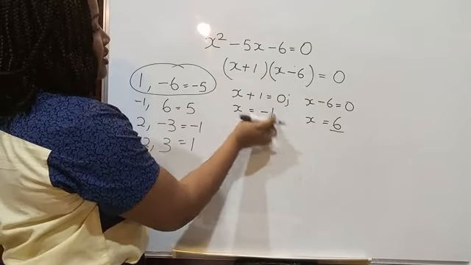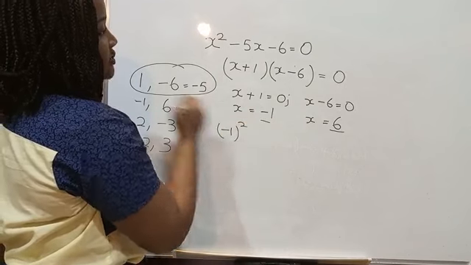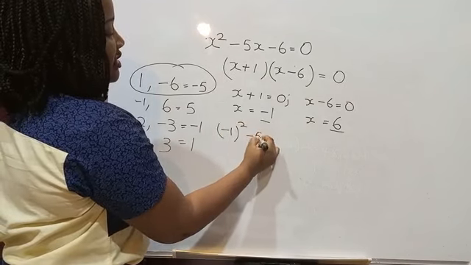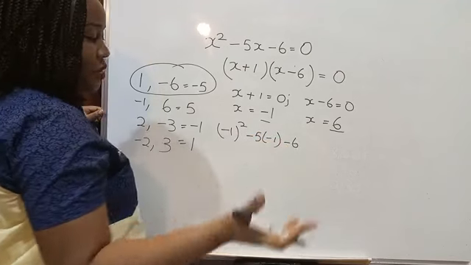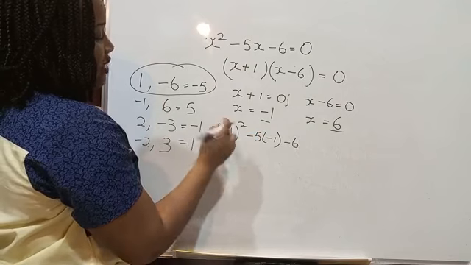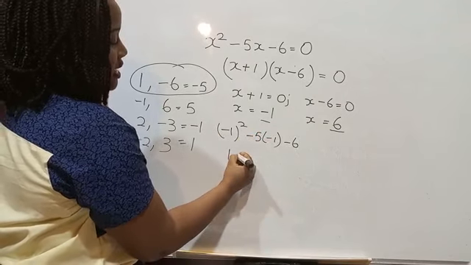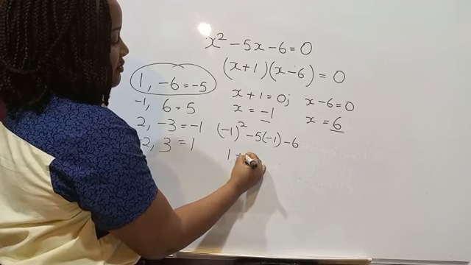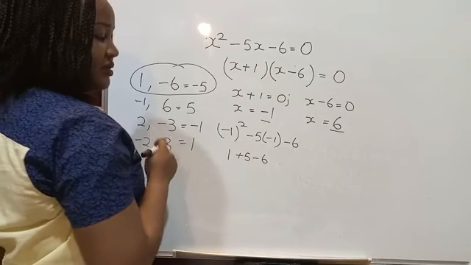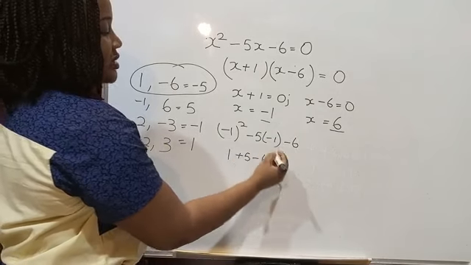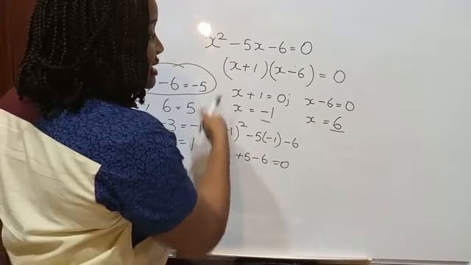Let's put in minus 1. You have minus 1 squared minus 5 times minus 1 minus 6. Let's see if it equals 0. Minus 1 squared gives us 1. Minus 5 times minus 1 gives us plus 5. Then you have minus 6. So 1 plus 5 gives us 6, and 6 minus 6 gives us 0. So indeed, minus 1 satisfies the equation.